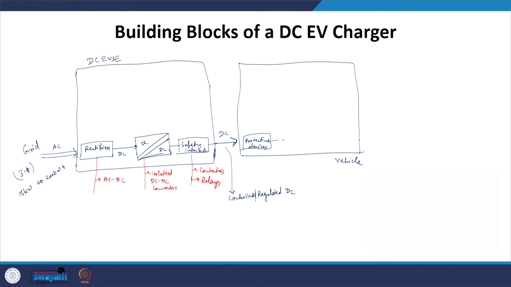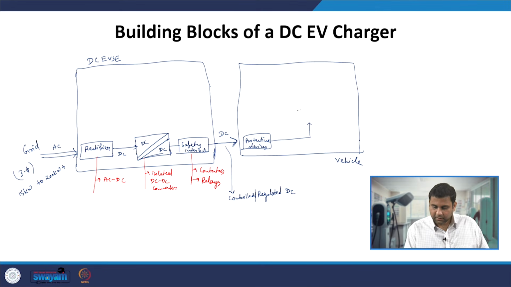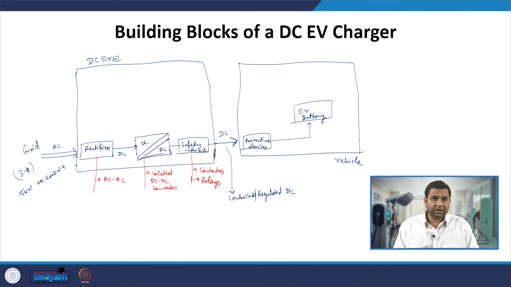After this protected device, it will directly go into the EV battery, directly charging the EV battery. So there is no power conversion taking place inside the vehicle or onto the vehicle. The onboard chargers will get bypassed in case of a DC EV charger.